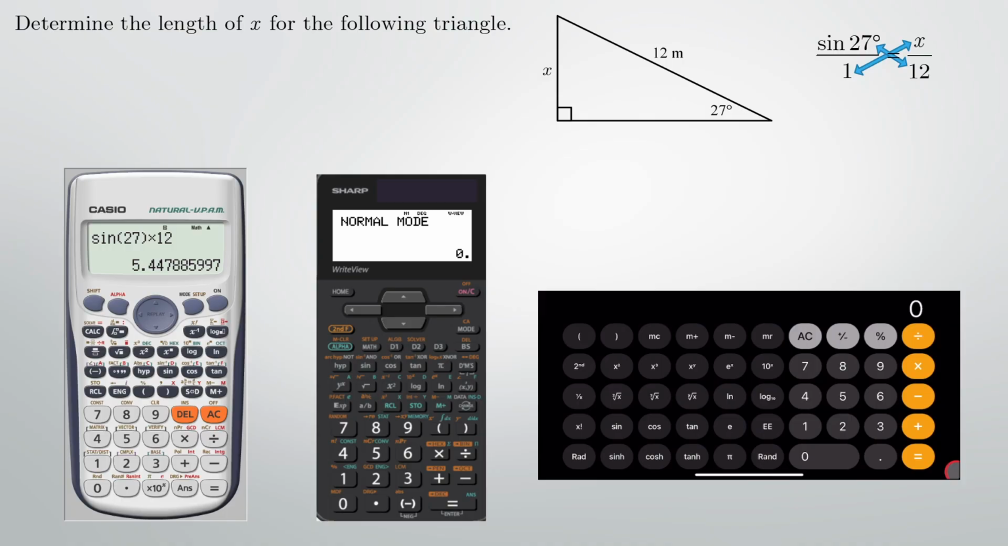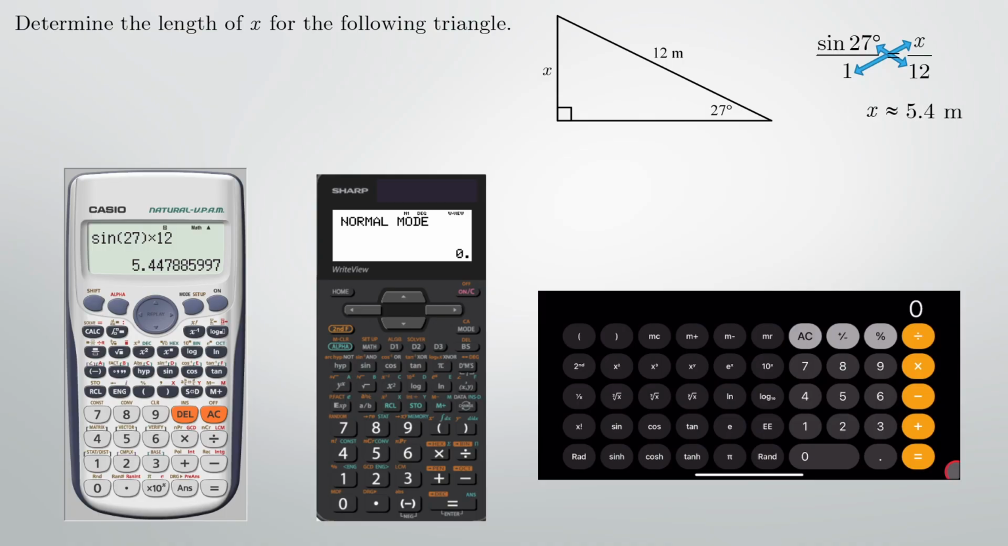So we know that sine 27 times 12 is 5.4. And that should be the same as what we get when we do 1 times x. Now 1 times x is just x. So what we're really saying here is that x is the same as sine 27 degrees times 12, which we know is 5.4. So we could just say right now that therefore x equals about 5.4 meters.